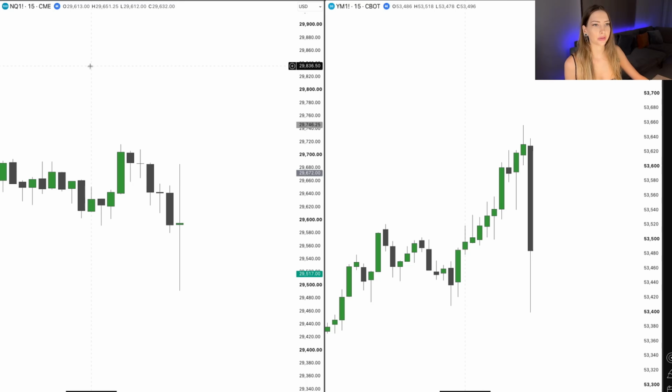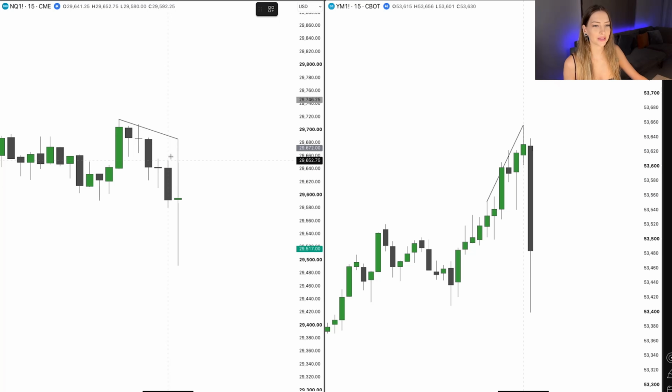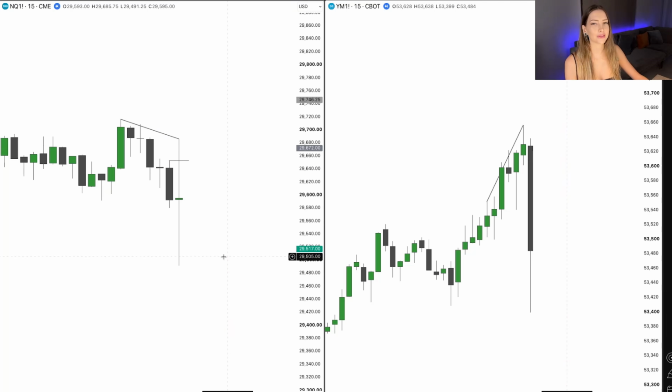So again, we are on NQ and YM. And what do I see? We have a high, which NQ did not reach. And we have the same high on YM, which was taken. So at this point, what do I have? I have my SMT. And what else do I see? I had the swing formation. So now I want to trade the expansion in C3.